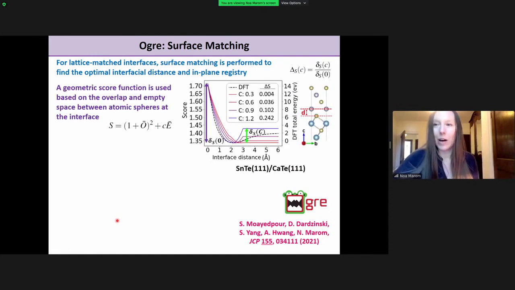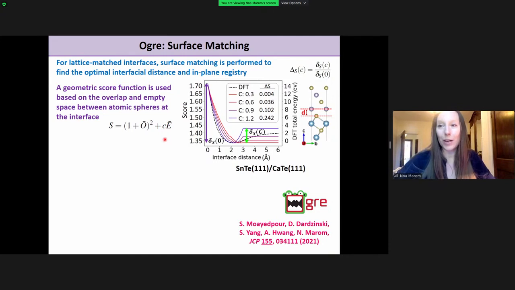And it's better if you can do that with some low-cost computational method. So to this end, we developed a geometric score function that is based on the overlap and empty space between atomic spheres at the interface. So it's purely geometric. The overlap term is squared, and it's kind of an effective repulsion term. And the empty space has the C parameter in front of it. The C parameter is a system-specific parameter that we can also determine without any input from first principle simulations.